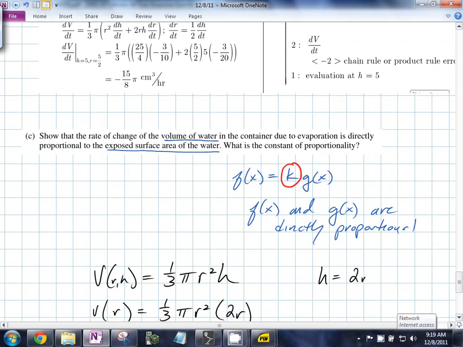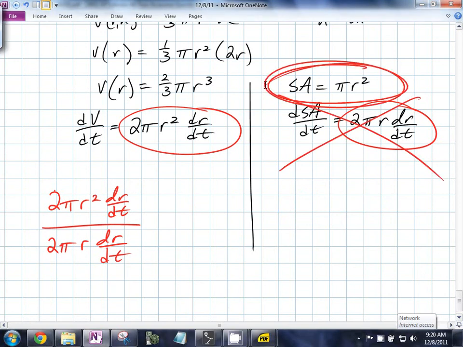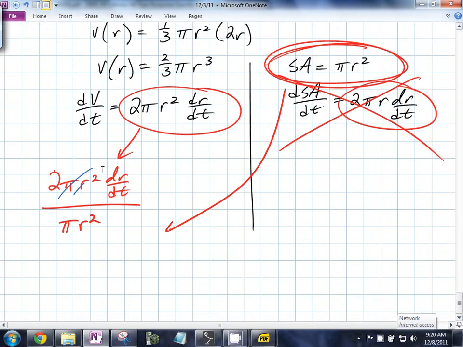What cancels? r squared, and pi. So you're left with 2 dr/dt. That's not a final answer because that's not a constant. But what do we know? What is dh/dt always? dh/dt is negative 3 over 10. Exactly. And we know that h is always equal to 2r, as we already did once. So we know that dh/dt is equal to 2 dr/dt, so negative 3 over 10 is equal to 2 dr/dt.